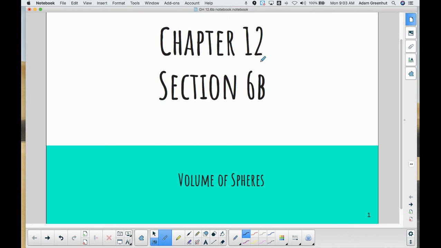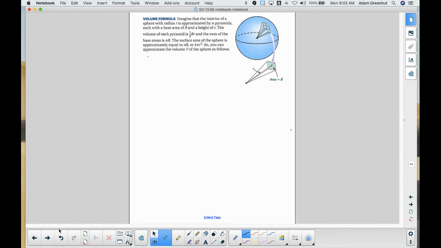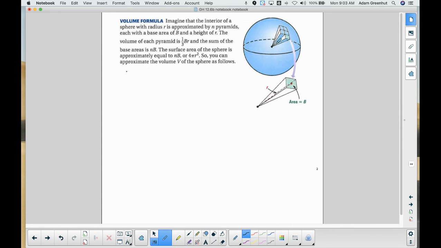All right, this is 12.6b, volume of spheres. We talked about what a sphere is in 12.6a, so you already know what it is. Now we're going to talk about volume as opposed to surface area. To find the volume of a sphere, a good way to find the formula is to think of it as a bunch of little pyramids pushed together, meeting at their vertex.